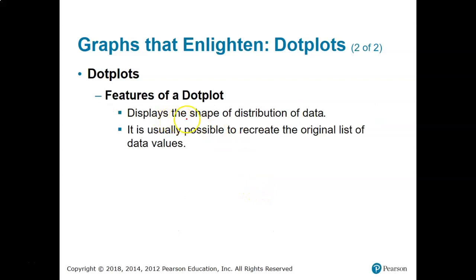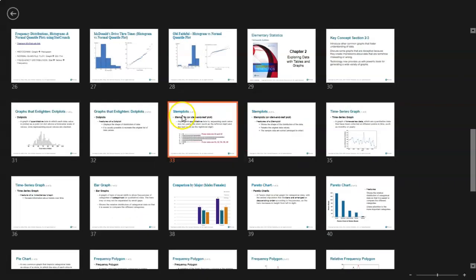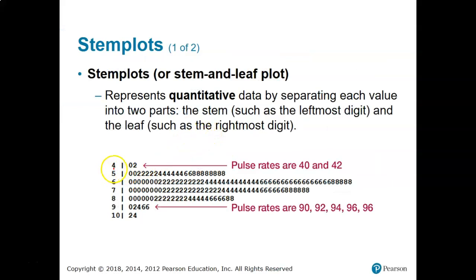So like we said, some of the features: it can display the shape of the distribution, and it is usually possible to recreate the original list of data values. Stem plot or stem and leaf plot, you're probably also familiar with. Basically, if I have the number like 42, then the first digit is going to serve as the stem, and the second part is going to be the leaf. So I put the stems over on the left side and the leaves on the right side.